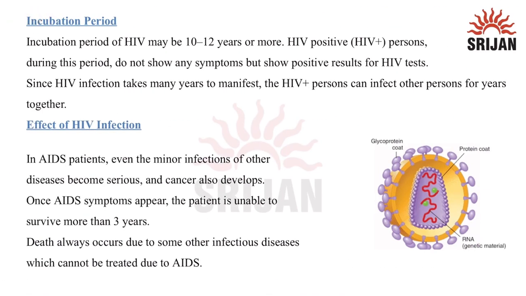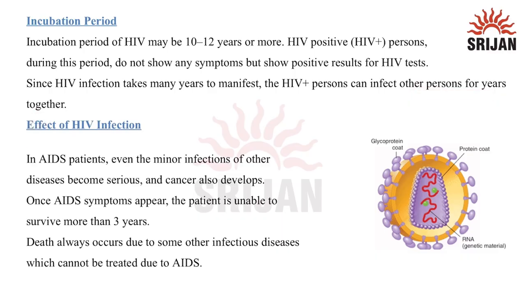Now, incubation period. The incubation period of HIV can go even up to 10 to 12 years. HIV positive persons during this period do not show any kind of symptoms but show a positive result in the HIV test. Since HIV infection takes many years to manifest, the HIV positive person can infect other persons for years together. Now, effects of HIV infection.